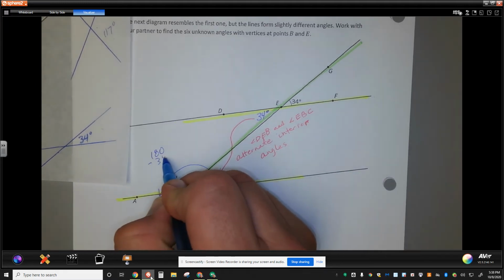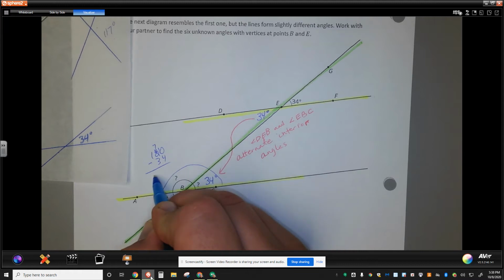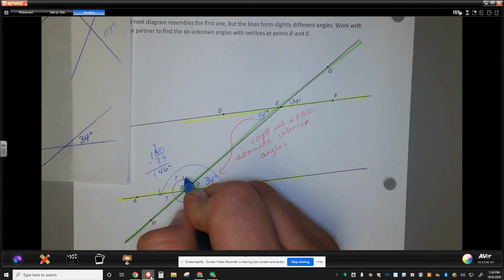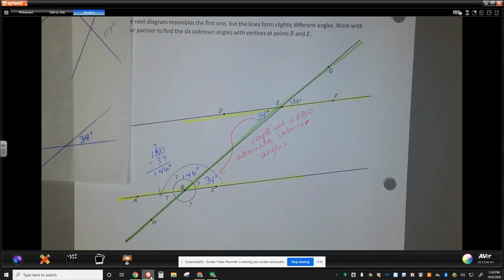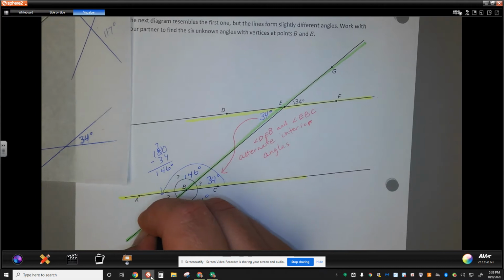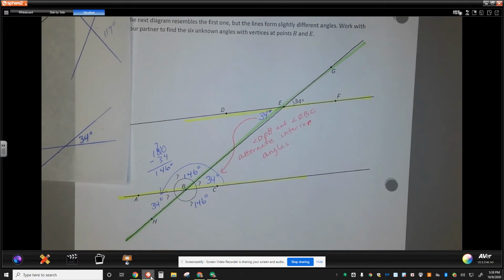So 180 degrees minus 34 degrees will give us 146 degrees. And then we can just use our principles of vertical angles, 146 degrees here, 34 degrees here, to complete our task and know what both of those angle measures are.